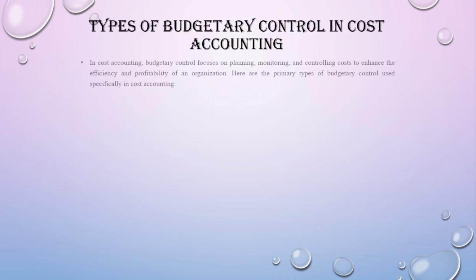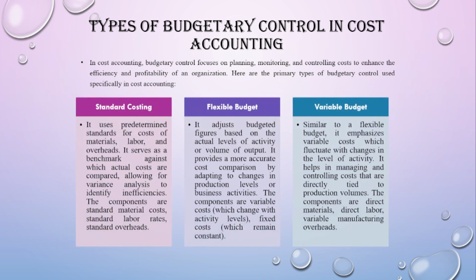The types of budgetary control in cost accounting. In cost accounting, budgetary control focuses on planning, monitoring, and controlling costs to enhance the efficiency and profitability of an organization. Here are the primary types of budgetary control used specifically in cost accounting. First of all, standard costing.